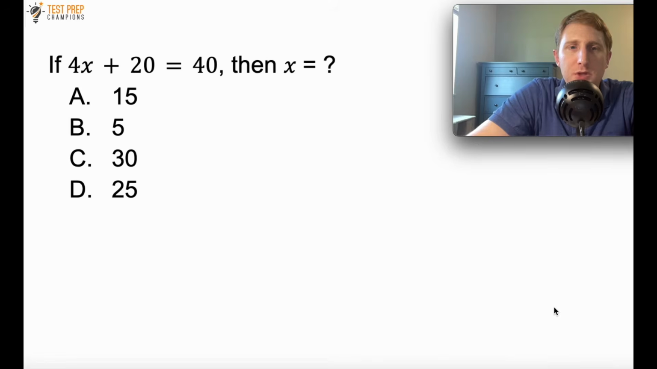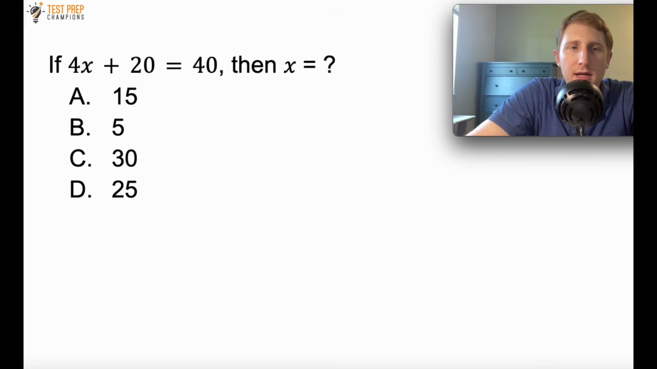If 4x plus 20 equals 40, then x equals what? So I'm going to give you a chance now, if you'd like to pause the video and try to figure this out. And if you get stuck or unsure how to do it, absolutely no worries, because whenever you unpause the video, we're just going to break it down. Okay, so let's look at this example.